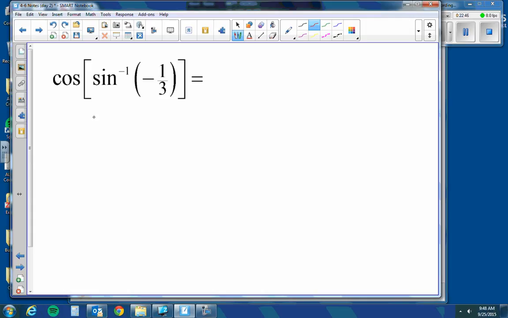Let's just get the information we know. This is going to produce an angle. The angle is in quadrant what? It's inverse sine of a negative. Inverse sine gives fourth or first quadrant. In this case, fourth. So write it down. You know you're in quadrant 4.